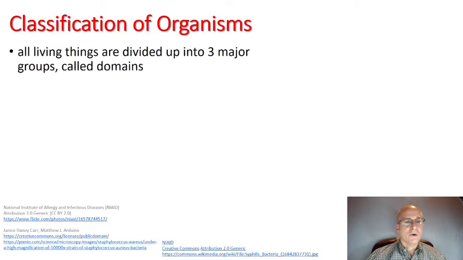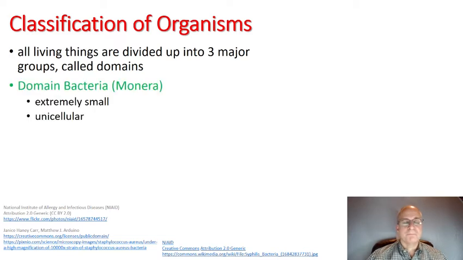So when we classify organisms, we said all organisms are split up into the three groups that we call domains. First group is the domain bacteria, or sometimes we call it the domain monera. These are extremely small organisms. In fact, we have to look at them under the microscope in order to see them. They're also unicellular, which means they're made up of only one cell.